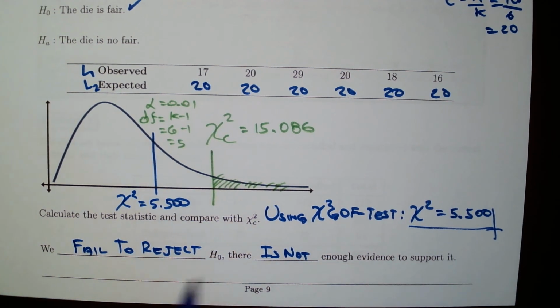All right, so this is the end of this video. In the following video, we're going to go over the chi-square test for independence. I'll see you in the next video.